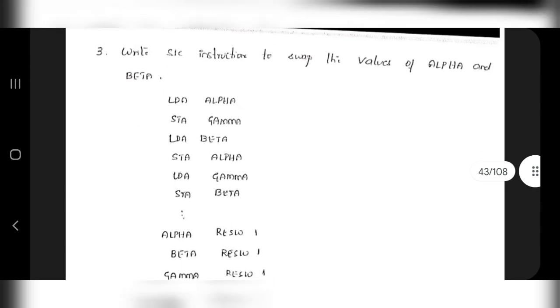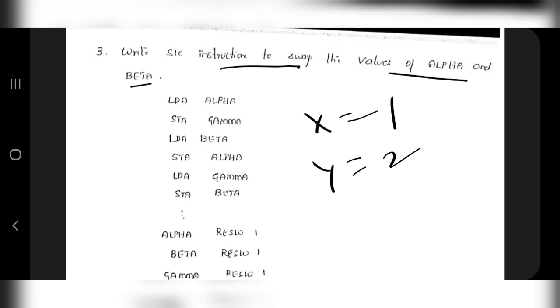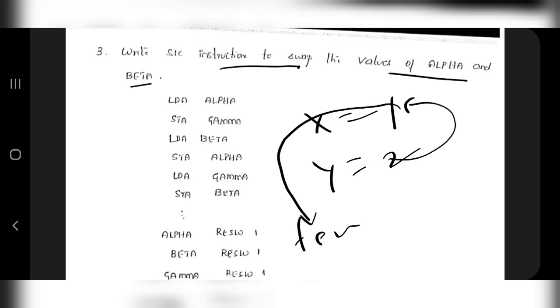And moving on, we have the next one: write instructions to swap the values of alpha and beta. So how do you actually swap the values? Suppose that there are two values, x is equal to 1 and y is equal to 2. We will take a temporary variable, store the x value in the temporary variable, transfer the y value into x, so it will be 2, here temp is 1, and we will transfer the value of temp into y, so it will be 1 and this will be 2. Like that we are doing the same thing.